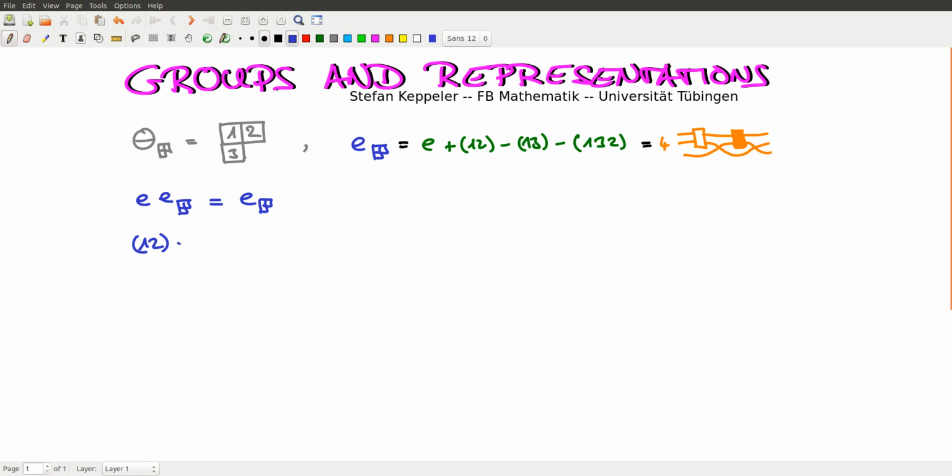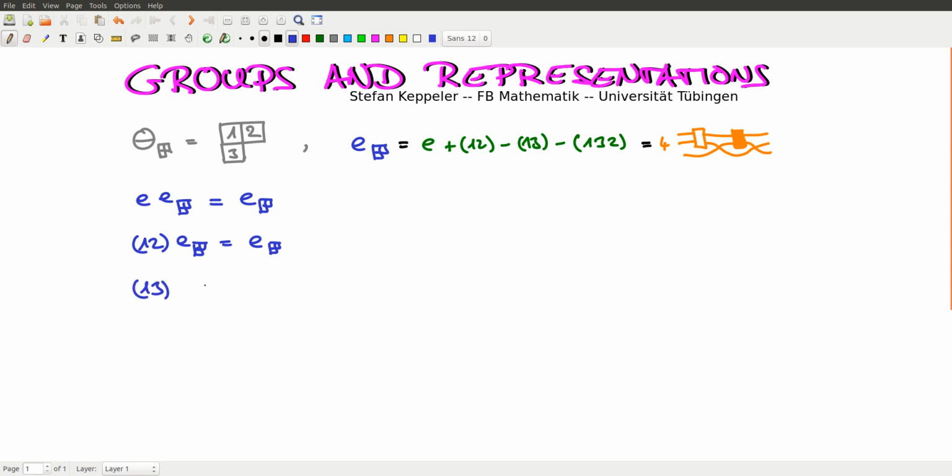What's (1,2) times this Young operator? Well, (1,2) would just twist these two lines here, but then we can undo this in the symmetrizer. So that's also just the Young operator.